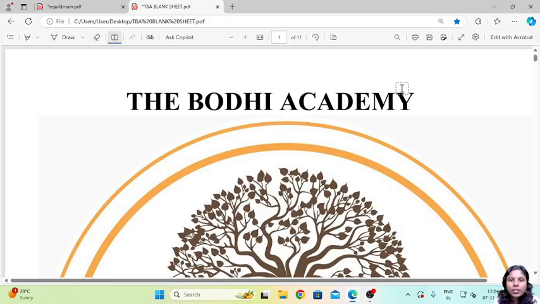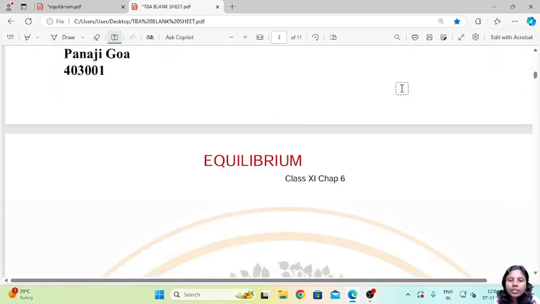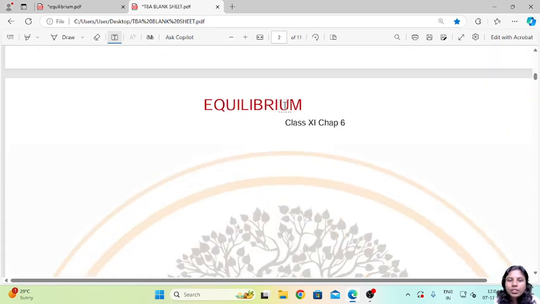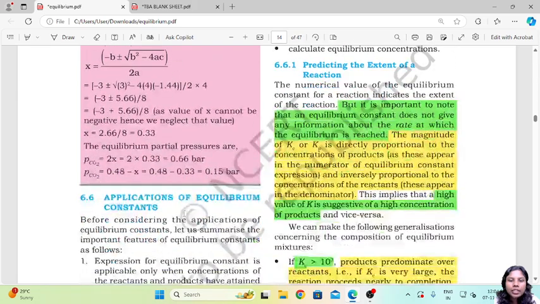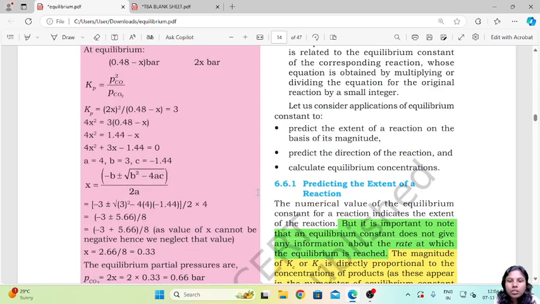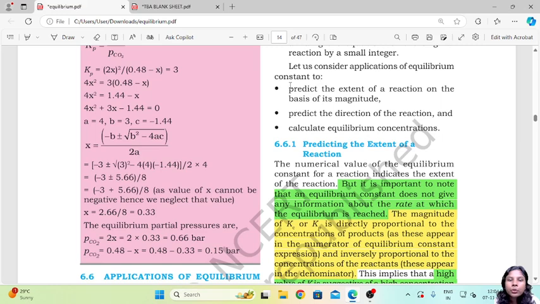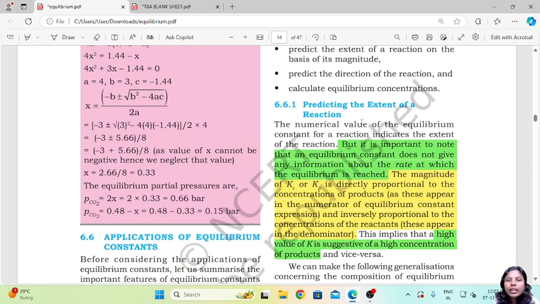My name is Amsha Klasso, and in today's video we'll continue the class 11 chapter 6 equilibrium. So in today's class we will have the continuation. Previously we spoke about the applications of equilibrium constant. In that, the two major applications we discussed were, first, that it is able to predict the extent of the reaction, and second, that it is able to predict the direction of the given reaction.